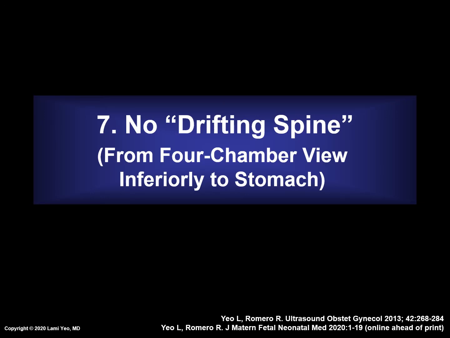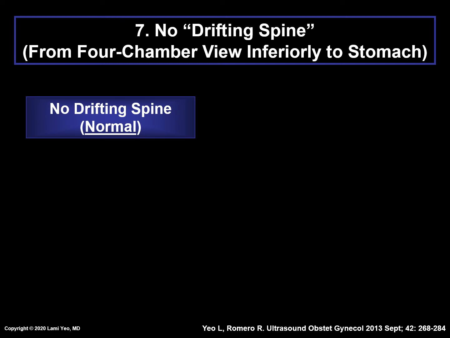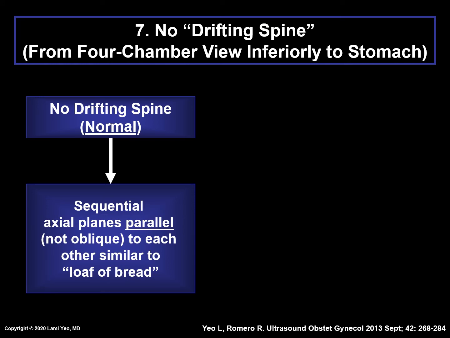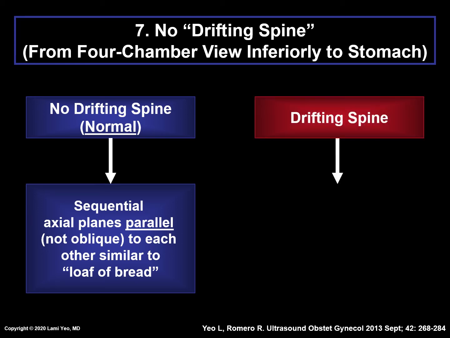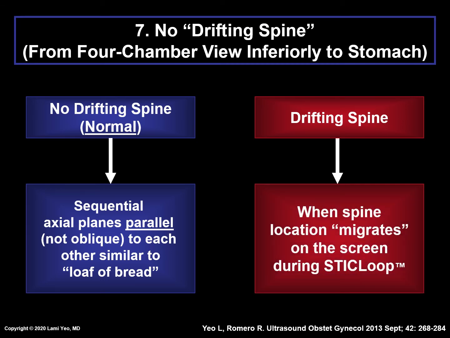The seventh STIC loop criteria is that there should be no drifting spine from the four-chamber view inferiorly down to the stomach. We will now spend some time discussing this important concept. Under normal circumstances, there should be no drifting spine from the level of the four-chamber view down to the level of the stomach. This means that sequential axial planes are parallel to each other, not oblique, similar to a loaf of bread. However, a drifting spine is identified by watching the STIC loop and observing that the fetal spine location migrates on the screen.